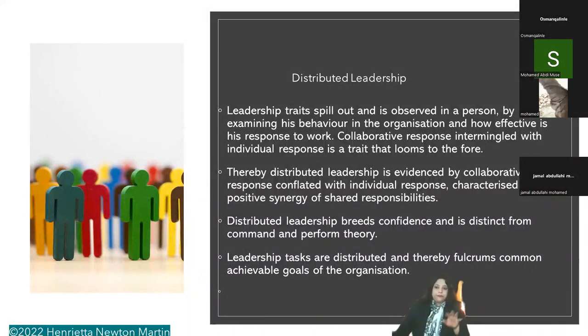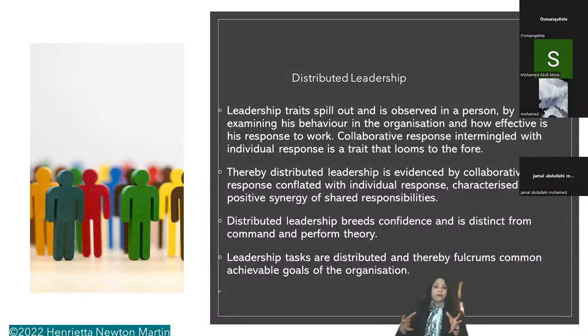So distributed leadership is just not that decision making is confined to the top management, but it trickles down to the other departments, and you have other departments also who will be taking the lead, and in the departments again the executives are trained to be leaders and to take decisions. They'll be team leaders and the managers and so on. So thereby, distributed leadership is evidenced by collaborative response conflated with individual response, characterized with positive synergy of shared responsibility. Again, shared responsibility is yet another feature that is seen in distributed leadership.